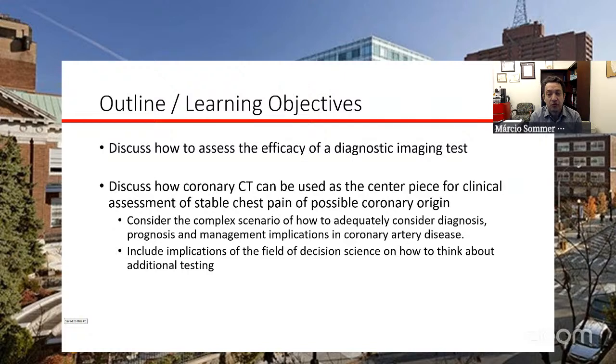And also, once you find out that it's coronary disease, how can we consider this complex scenario to make the adequate diagnosis, prognosis, and management? So I'm going to cover how do we know what is CAD, how do we consider the risk, and how do we manage, and mostly based on CT, as you'll see throughout the talk. And then a little bit of this has to do with decision science and how we make choices, because I think it's very, very important for the way we use the tests.